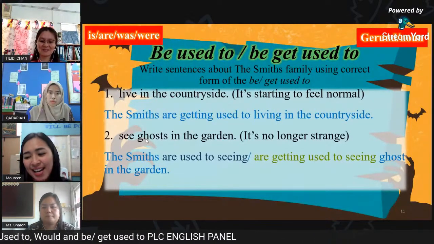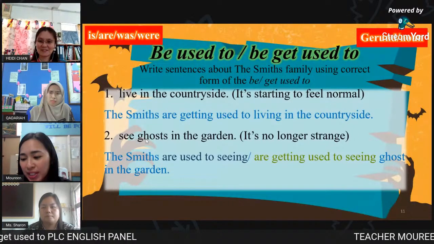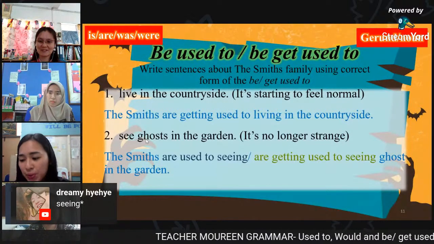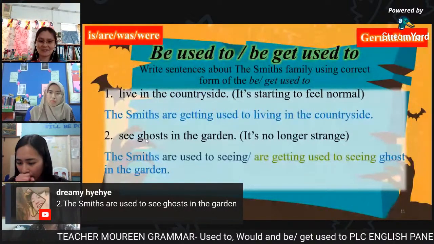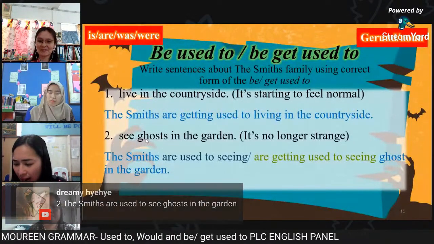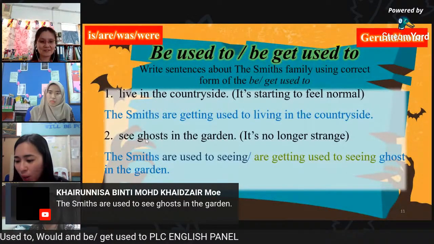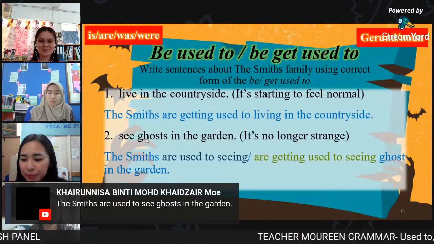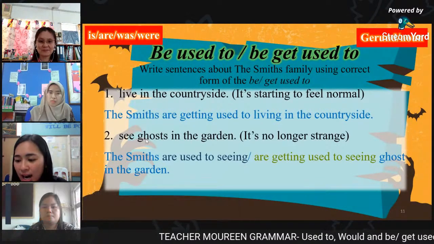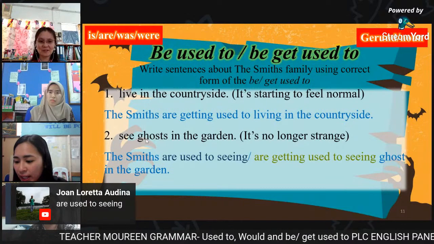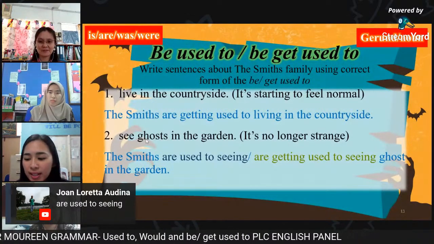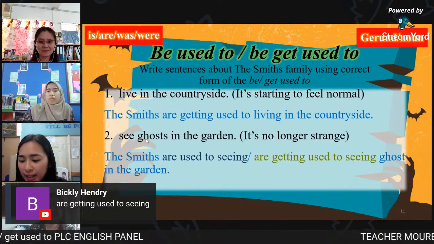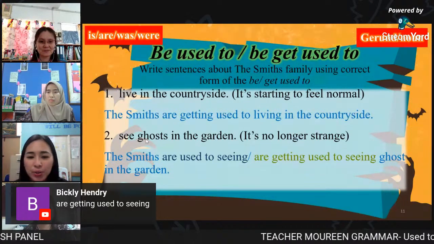So Dreamy High said, the Smiths are used to see ghosts in the garden. To seeing ghosts in the garden. Kairunisa said, are used to seeing ghosts in the garden. Are used to. Oh, that is Ain. Dreamy is Ain. Elvina said, are used to. Elia said, are used to seeing. Okay, I can see one person say, are getting used to seeing. Okay, Kelvin, are used to seeing, are used to.